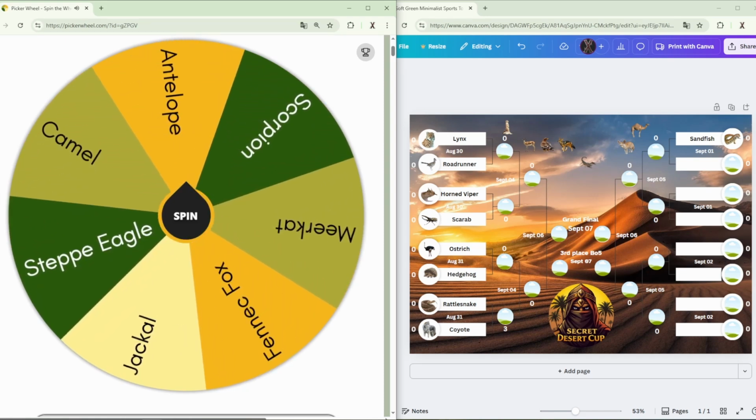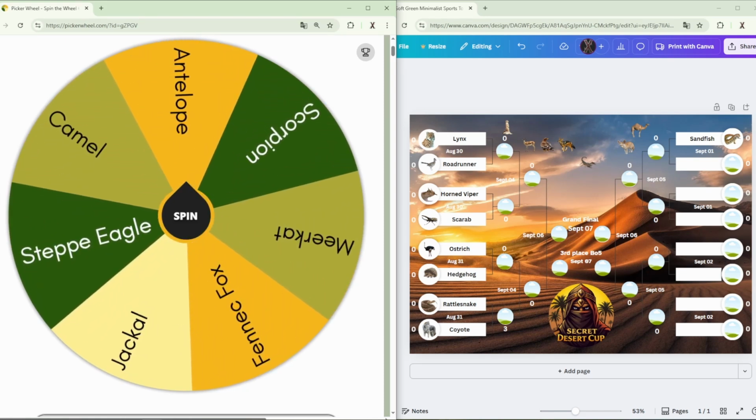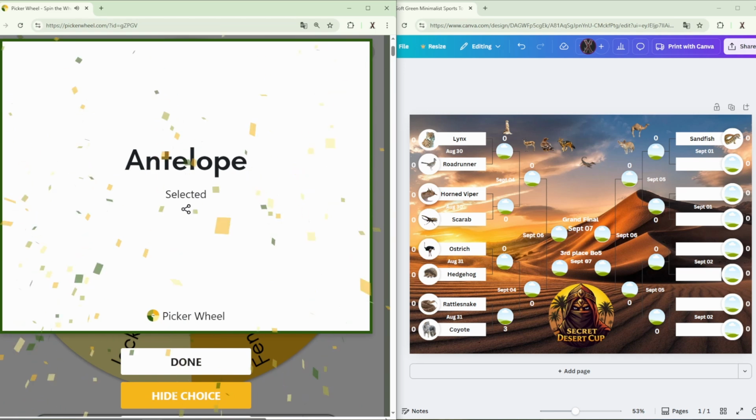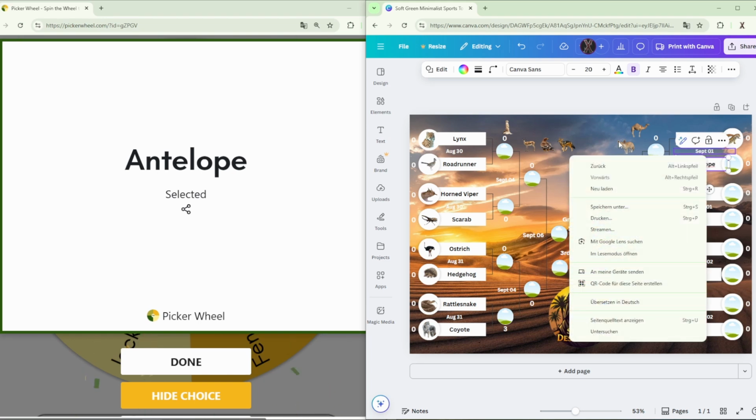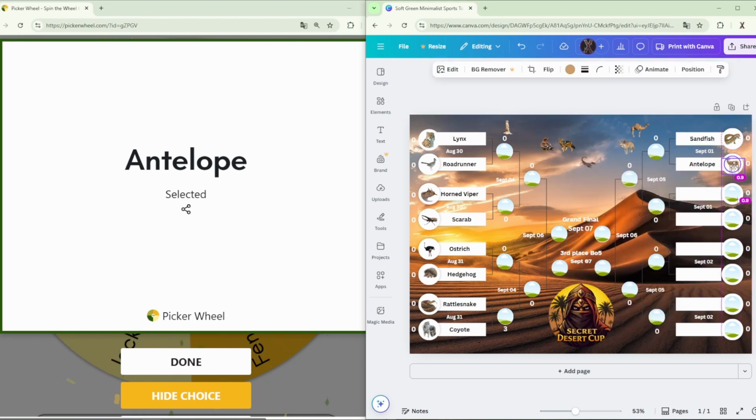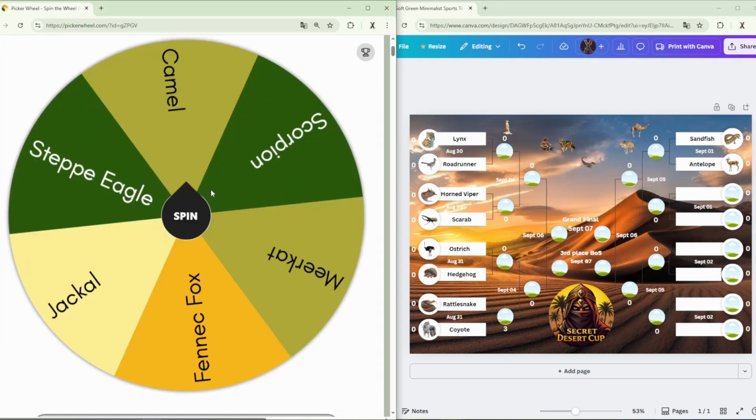The Sandfish versus potentially one of the most harmless identities of the bunch, the Sandfish versus the Antelope. Oops. Have to put in a picture too. Where is the Antelope? Here. Alright, we're going to hide the choice. We are down to 6 identities.